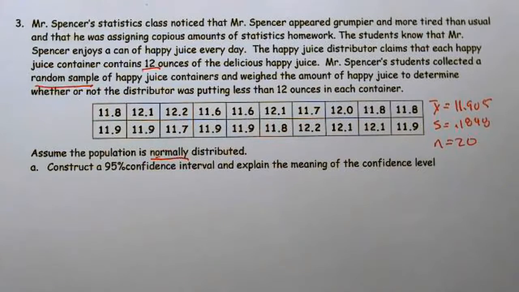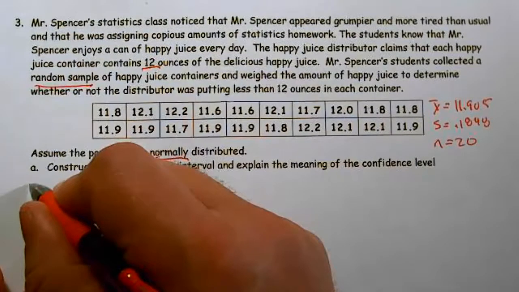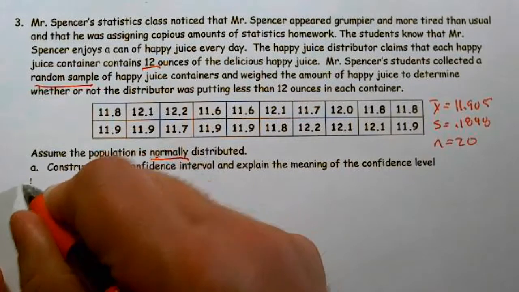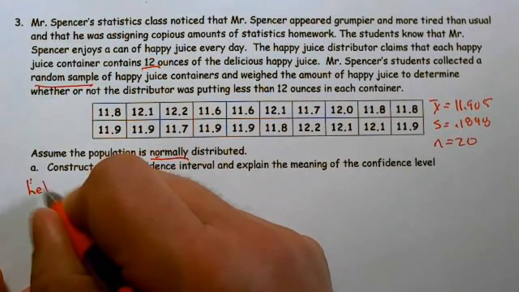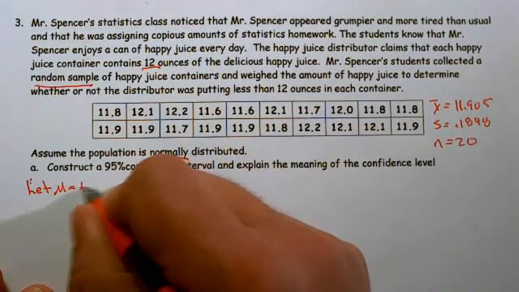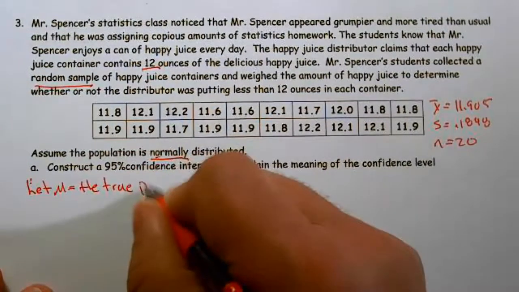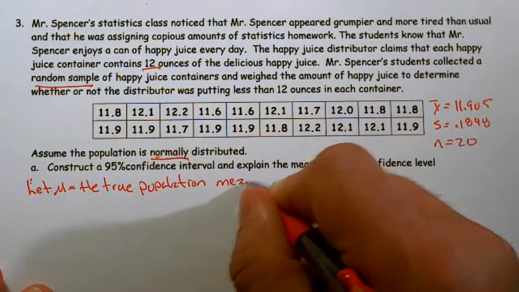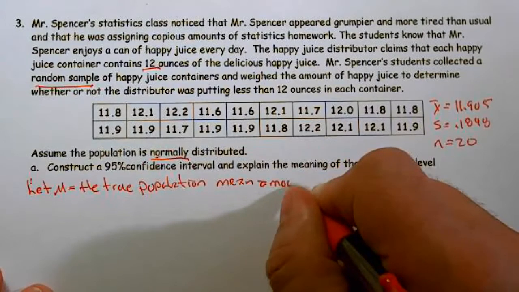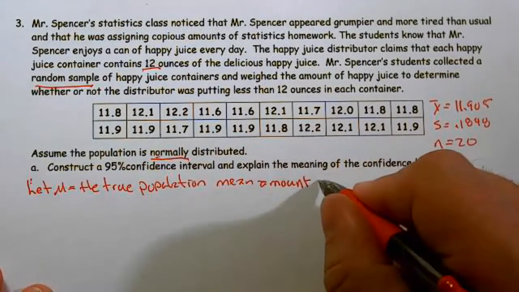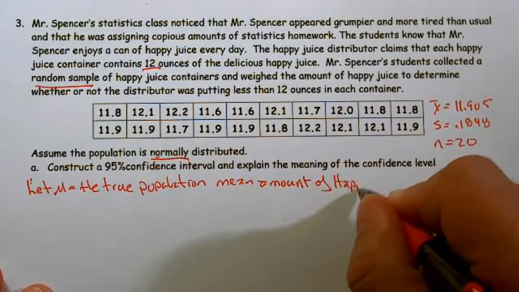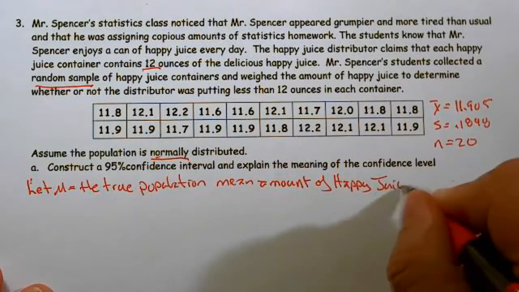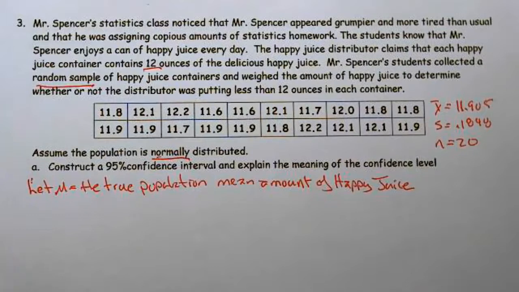So you might want to do that to check yourself before you get going on this, and make any data entry adjustments. The very first thing in the recipe was define the parameter in context. That's really important in this one because we're talking about Happy Juice. So let mu equal the true population mean amount of Happy Juice. It's not just juice, it's Happy Juice, so make sure you have happy in there. Let mu equal that.